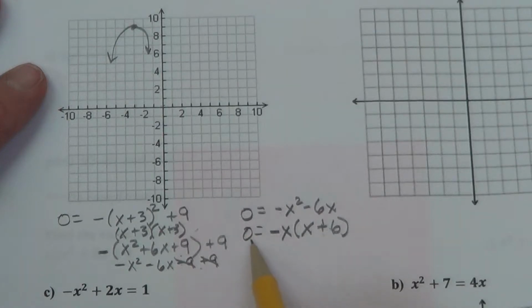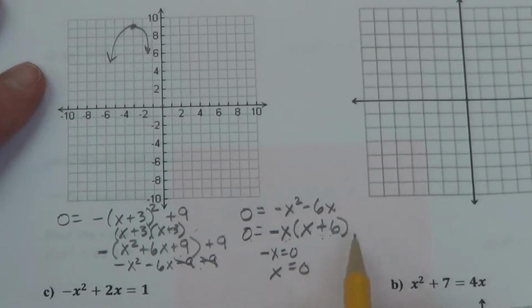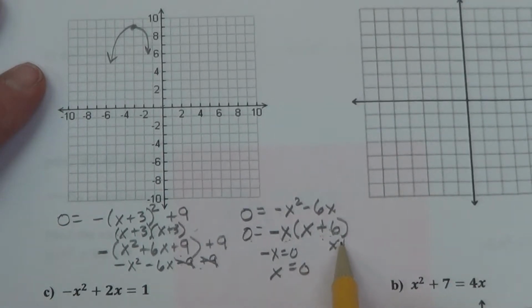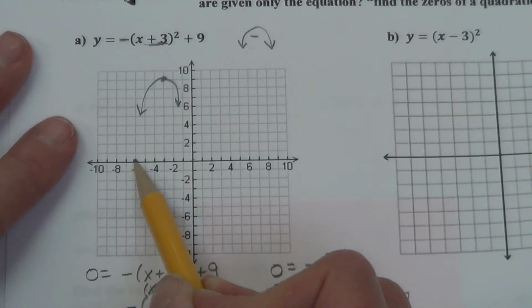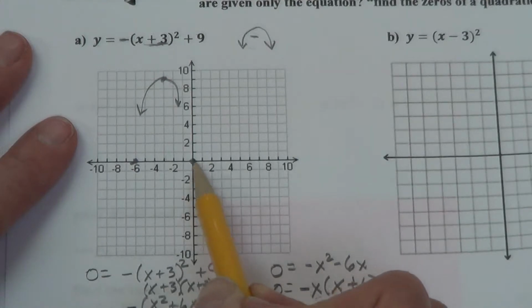Now, we know in order for these two products to equal 0, each one needs to be equal to 0 at different times. Negative x equals 0. Divide each side by a negative, you'd get x equals 0. x plus 6 equals 0. That occurs when x is equal to negative 6. So we know that it's crossing at negative 6 and 0.